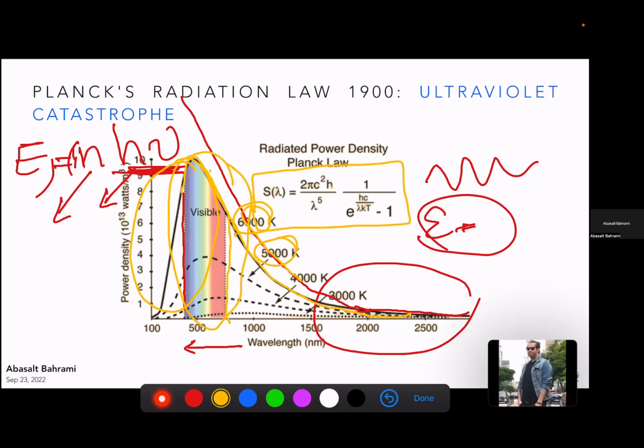So that's why we see our sun somewhere here, which is yellowish or reddish. And most of the stars, because they are cooler, look reddish. Also, they have a red shift, but it's a different story. So this was the problem of the ultraviolet catastrophe that Planck could solve.